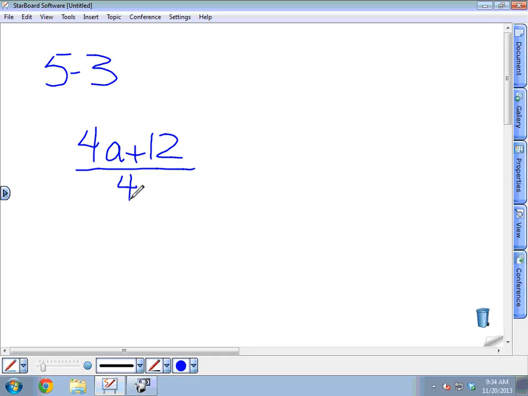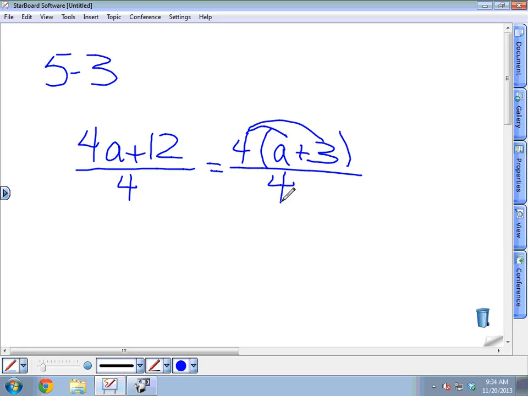What goes into 4? Look at the numbers, 4 and 12. They're both divisible by something. What is it? 4, right? Couldn't I rewrite that numerator as 4 times what plus what? What would I distribute that 4 back into to get 4a plus 12? 4 times what gives me 4a? 1a. 4 times what gives me 12? 3. Do you see what I just did? Now I have a product implied right here.